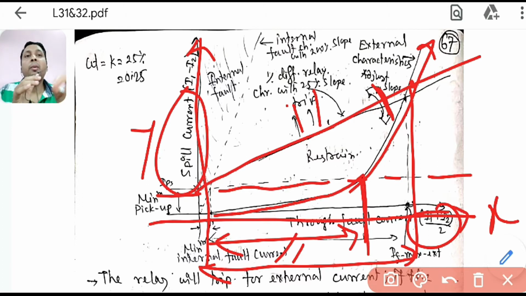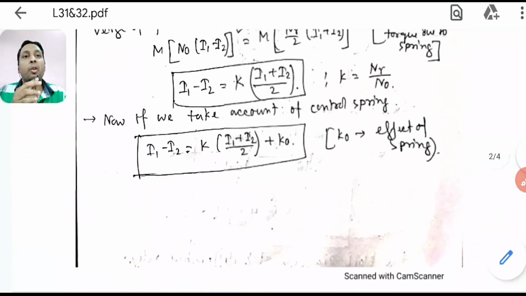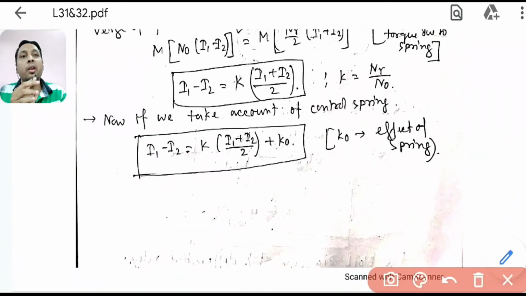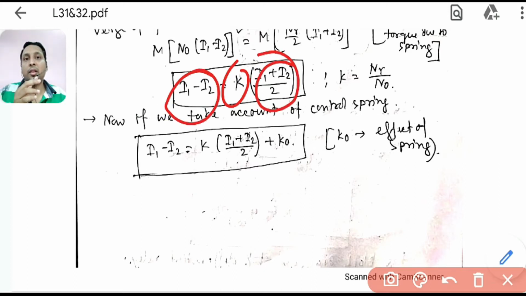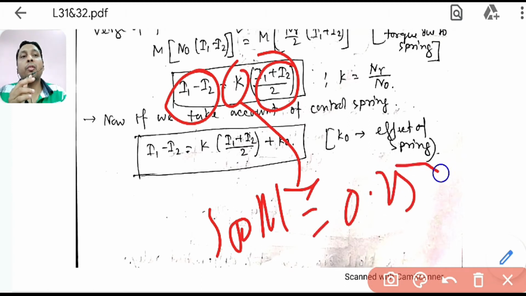Forget about the internal fault line for the time being; I am coming to that. Here we have drawn for k equal to 25%, meaning the slope is 0.25. So what does this percent mean? K is 25% means your spill current is 25% of the through fault current. So you are giving some percentage: 0.25 means your spill current is equal to 0.25 of your through fault, external fault current.